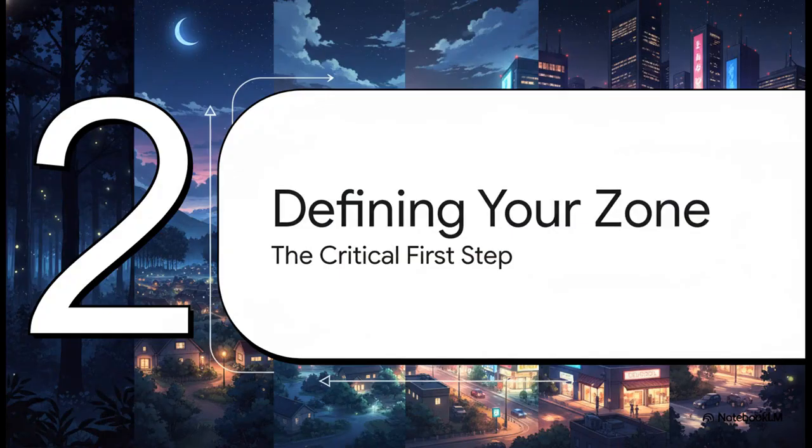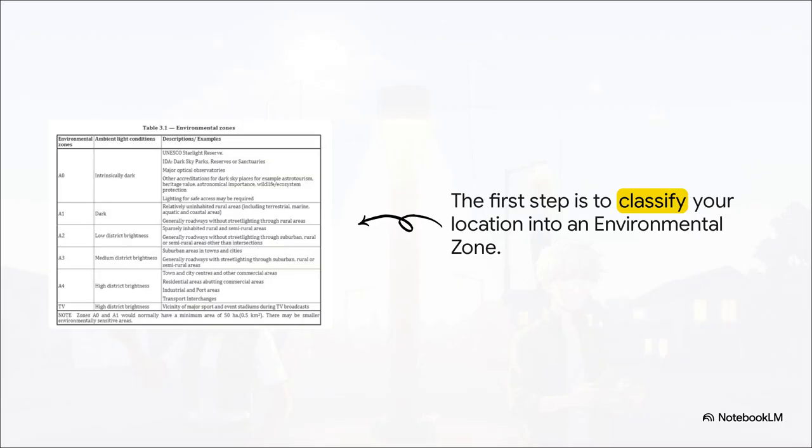Okay, this next step is absolutely foundational to the entire process. Seriously, before you can do any calculations or choose any lights, you first have to classify the project's location into one of several environmental zones. And this table right here is the key. It classifies every single location into an environmental zone. It ranges from A0, which is for intrinsically dark areas, think national parks or observatories, all the way up to A4 for high brightness areas, like a buzzing city center. The zone you're in dictates all the rules that come next.